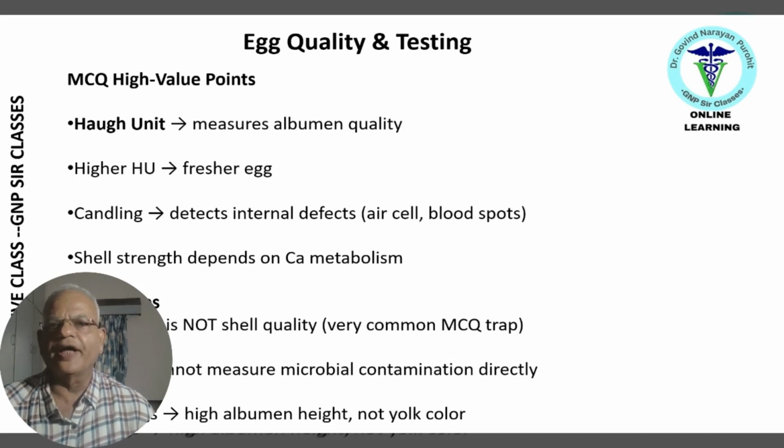Then for egg quality and testing, Haugh unit measures the albumin quality. Higher Haugh unit is a fresher egg. Candling detects internal defects, air cell, blood clots, and shell strength depends on the calcium metabolism. Here are the traps. Haugh unit is not shell quality, a very common MCQ trap. Candling cannot measure microbial contamination directly. Fresh eggs have high albumin height, not yolk color.